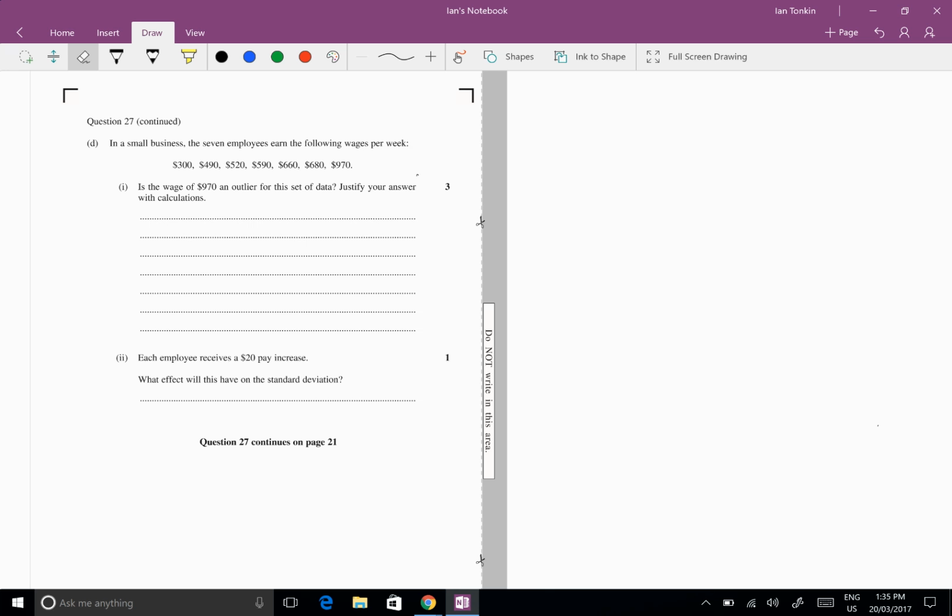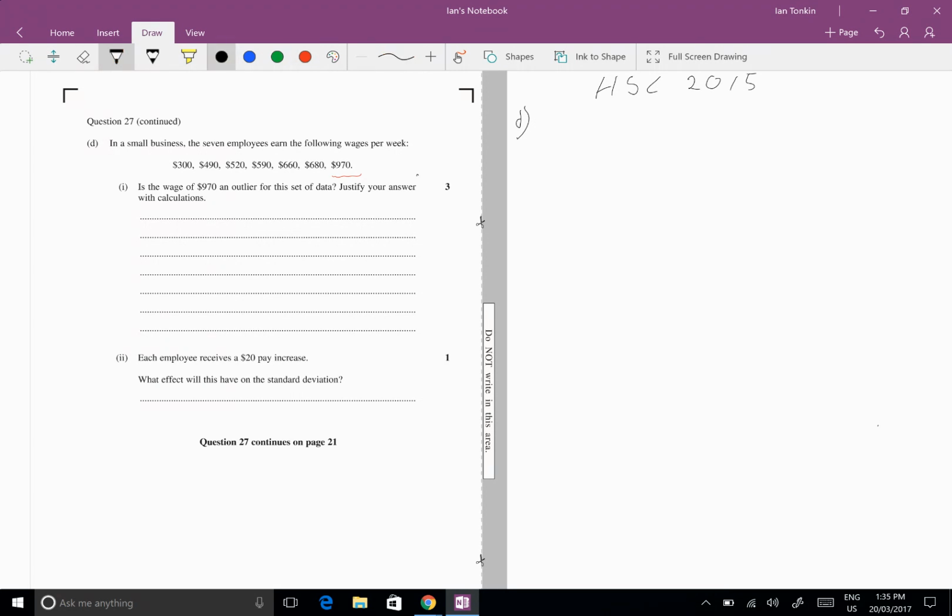Right, so here's the second part of HSC 2015, question 27. And what we have here is working out whether or not there's an outlier. So here we go in D. Now, to work out an outlier, and remember, they've asked us whether 970, so we know it's an upper quartile.